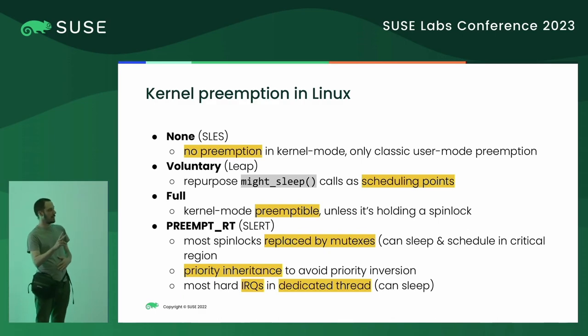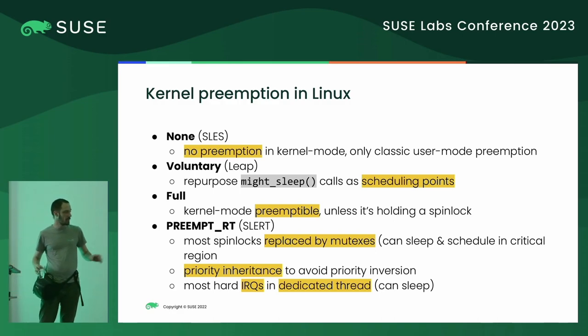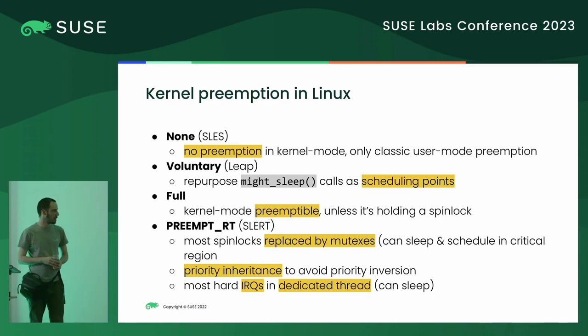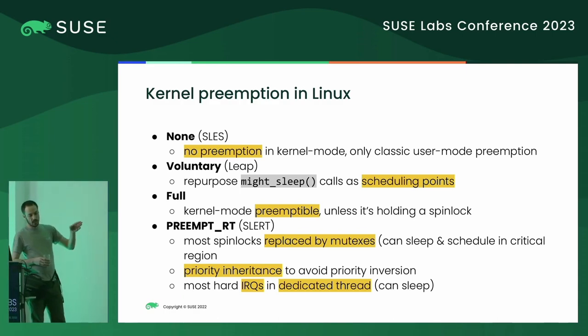Then there is a third, flavor number three, that is full. The kernel is fully preemptible unless it is holding a spin lock. And then we have a different beast, which is an out-of-tree patch, preempt.rt. We have a product based on preempt.rt, and this is the most sophisticated of the three, the most advanced. I would list its defining features with these three items. Most of the spin locks are replaced by mutexes, so they can sleep. Those mutexes implement an algorithm for priority inheritance to avoid the problem of priority inversion. And it has threaded IRQs.